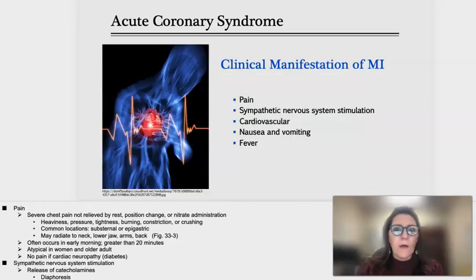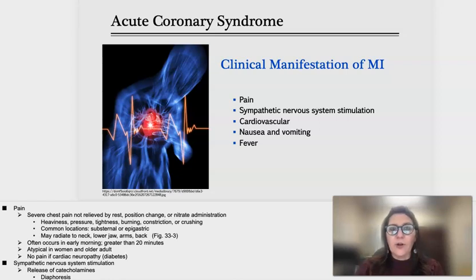Okay. So clinical manifestation of an MI, you can have pain, sympathetic nervous system stimulation, cardiovascular pain, nausea, vomiting, and fever. So what happens, it's pain that is not relieved by rest. You're not like, oh, I'm going to go sit down and feel better. You don't feel better. I'm going to change positions. You don't feel better. You put nitrate under your tongue. You don't feel better. So it's heaviness, pressure, tightness, burning, constriction, or crushing.